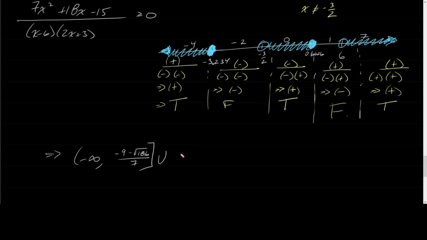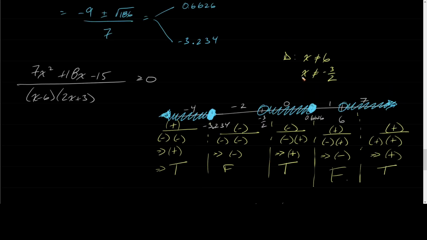Union, we're starting at negative 3/2, but we're not including negative 3/2, so we use parentheses. We go up to the positive version here, which was negative 9 plus the square root of 186 over 7, and we're including that as well. And then we're going to do union 6 to infinity, not including 6, because again, that was not part of the domain for this problem. All right. Let's do another one.